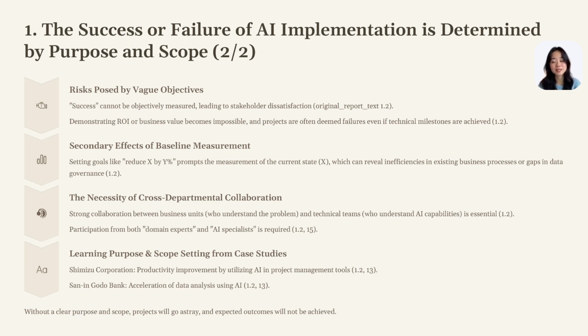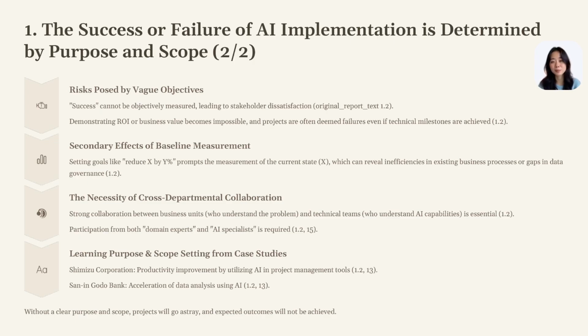This baseline measurement itself often highlights inefficiencies in business processes that have been overlooked, gaps in data management, siloed data environments, and so on. For an AI project to be successful, a strong collaboration between a business unit that understands the essence of the problem and a technical team that understands the potential of AI is essential.